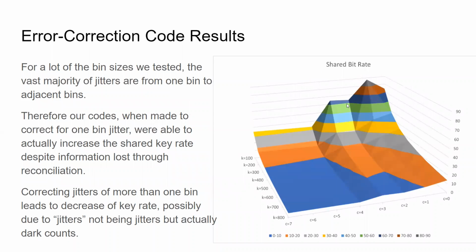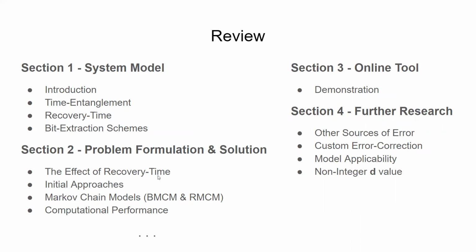And then here are some basic results that we got by testing these codes. The amount of error that you get from jitters of one bin to the adjacent bins is so high that if you correct them, the shared bit rate actually goes up, despite the fact that you're now losing some bits because of the reconciliation. But past that point, it does generally just go down. That might be because what seems like jitter greater than one bin apart might not actually be jitter, but just the result of things like dark counts and absorptions. And that's pretty much it.